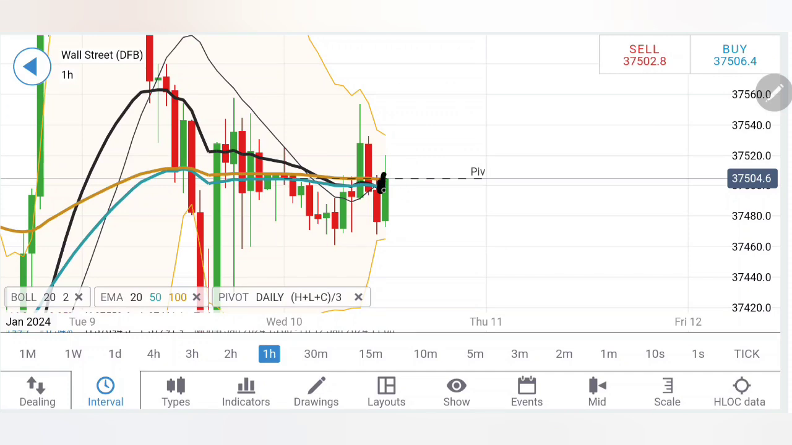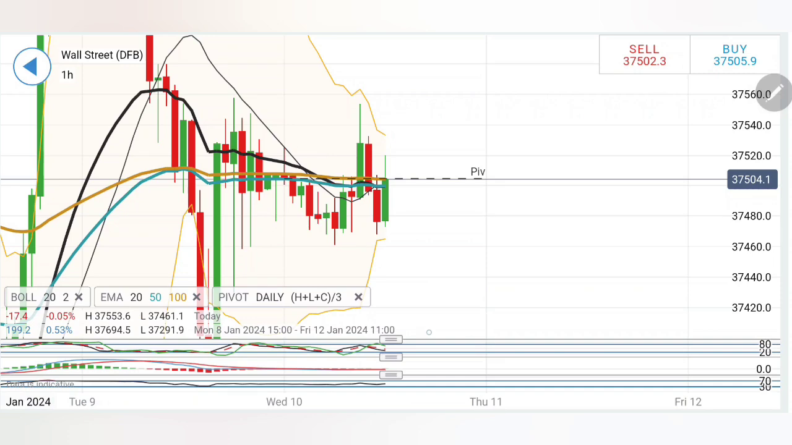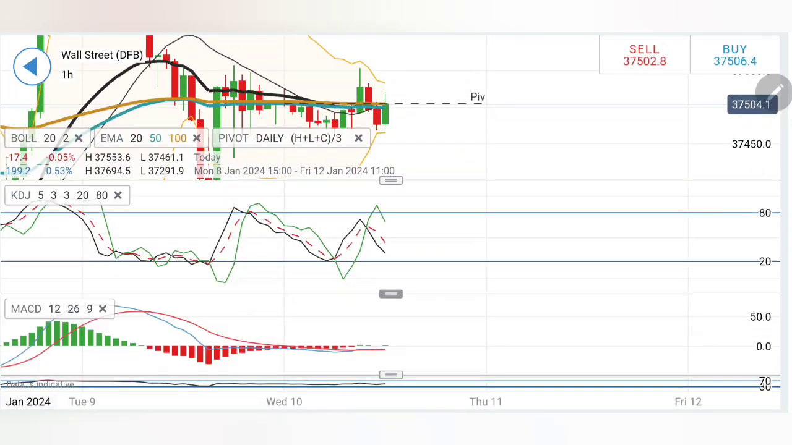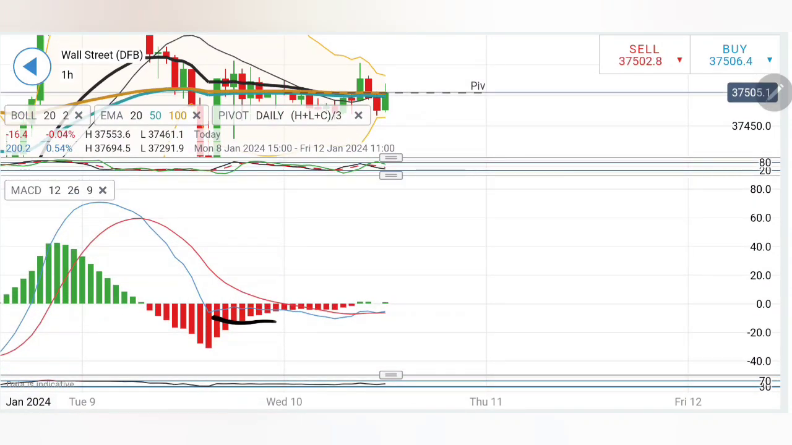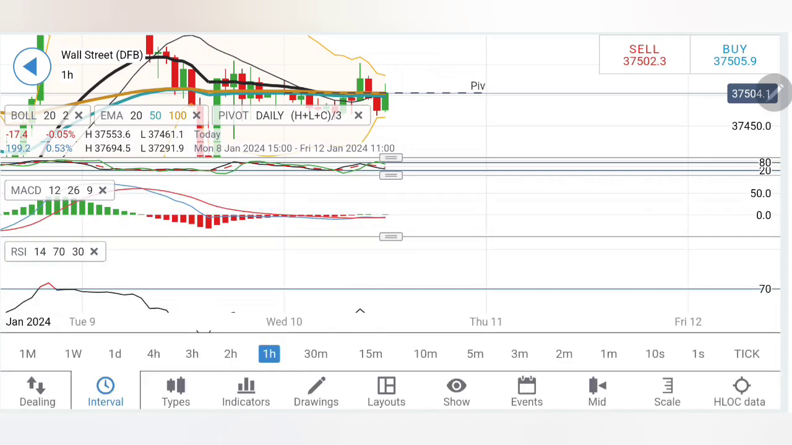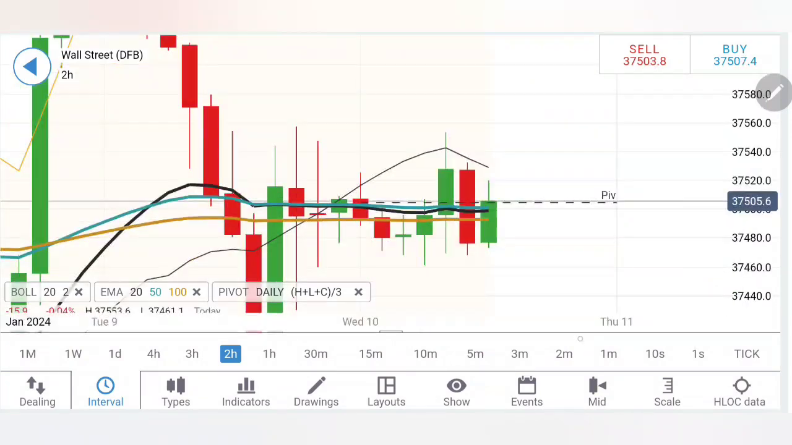Moving averages are almost on the verge of a crossover here. If you look at a stochastic, this has dropped. MACD almost on the verge of a crossover for a bullish move. It can continue to rise. RSI rising here. Coming to 2-hour chart, look at 2-hour charts.